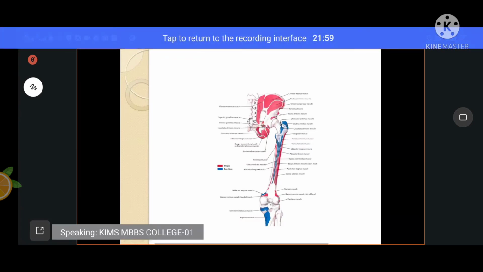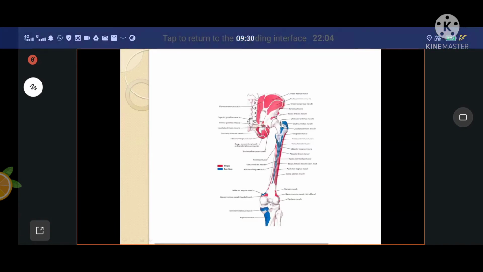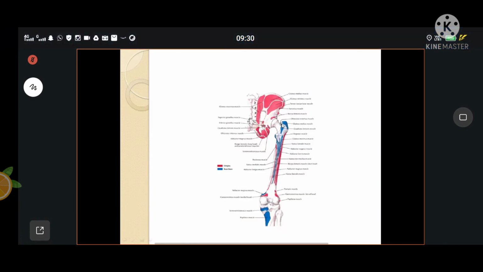Foramen and gets inserted into the medial surface of the greater trochanter. Medial surface of the greater trochanter.